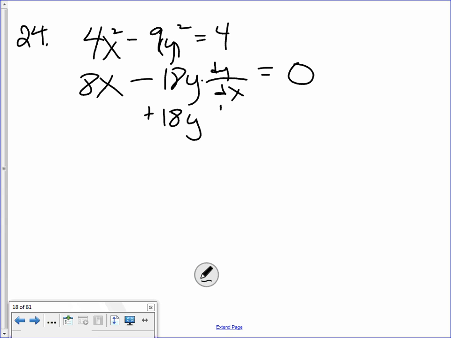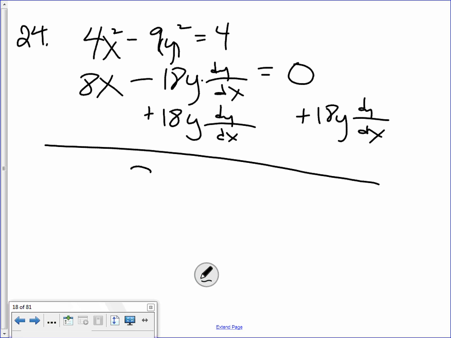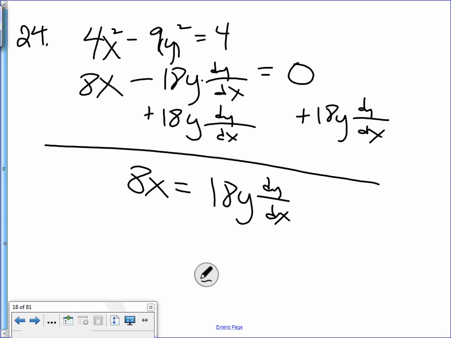Add the 18y dy dx. So we're going to get the dy dx terms on the right this time. I'm actually writing it out. I never do that. Okay, so we've got 8x equals positive 18y dy dx. And then we can divide, right?